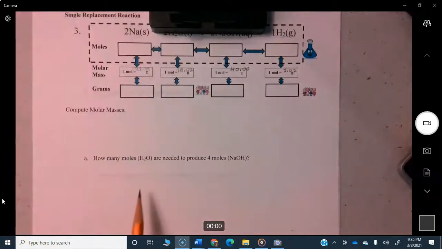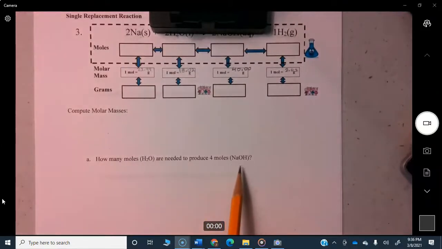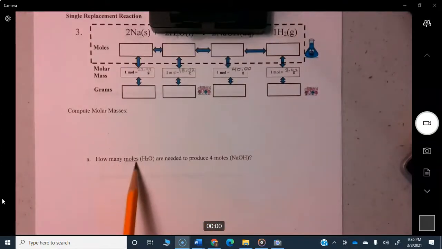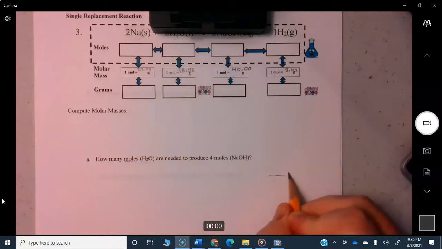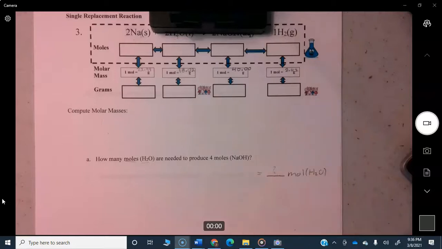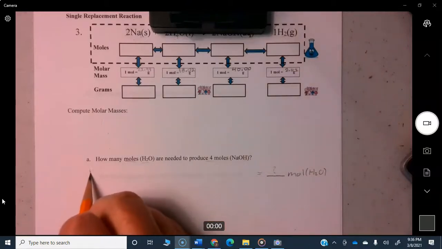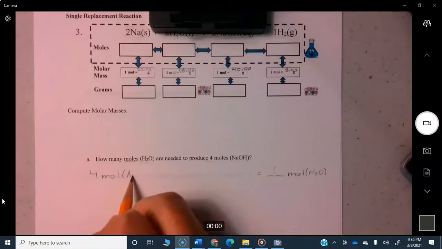Okay, A: how many moles of H2O are needed to produce 4 moles of NaOH? So it's how many moles H2O. Way over here it's asking how many, so that's moles H2O. That's what we're trying to find out. Are needed to produce 4 moles, so we'll put that way over here, NaOH.